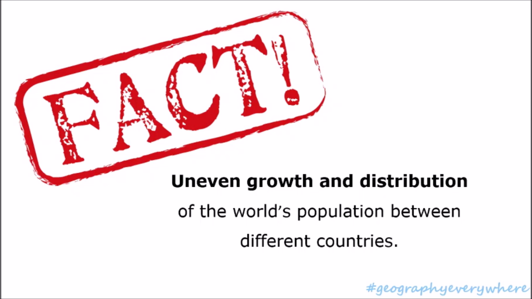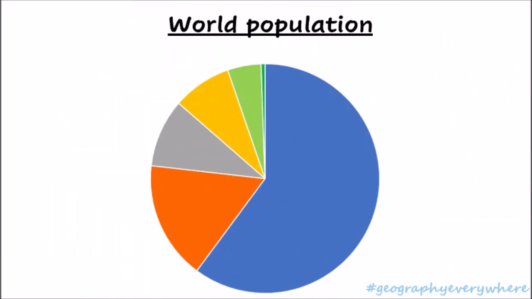Fact: there is uneven growth and distribution of the world's population between different countries. As we saw on the map before, the population of the world is distributed unevenly all over the world, and different countries and continents grow at different rates. Let's look at the world population. At the moment, in the year 2020, there are 7.8 billion people in the world.